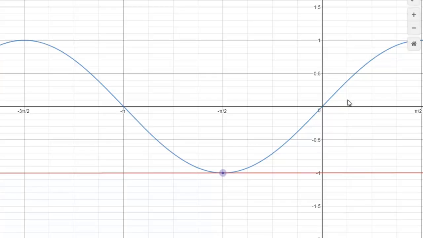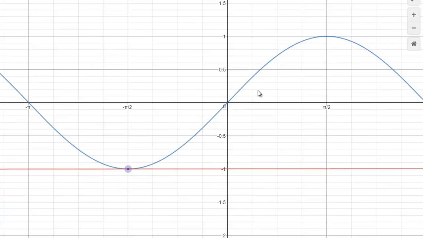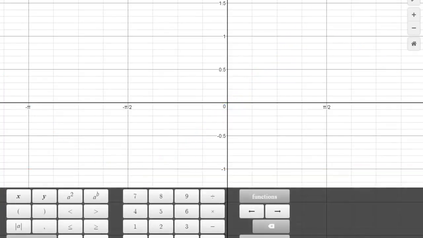Now in this particular function, sine x, I won't be able to find a point of tangency where there's a vertical tangent line, but in some functions you will. For instance, I could do this. Let me change this to sqrt x.